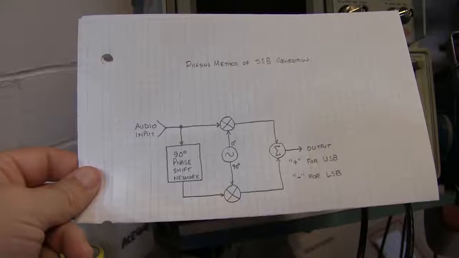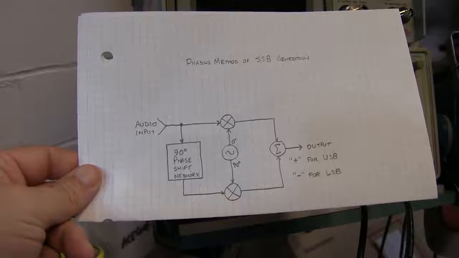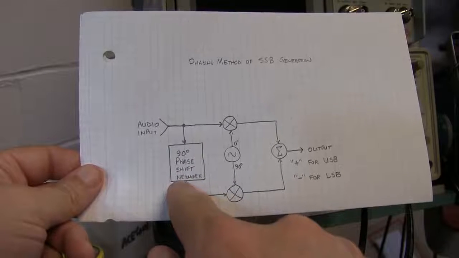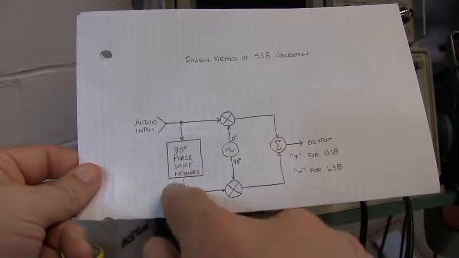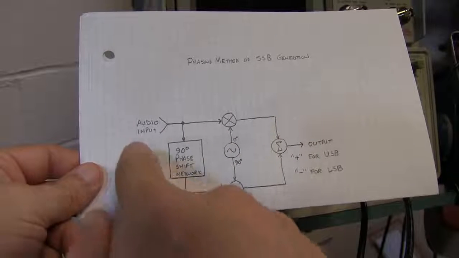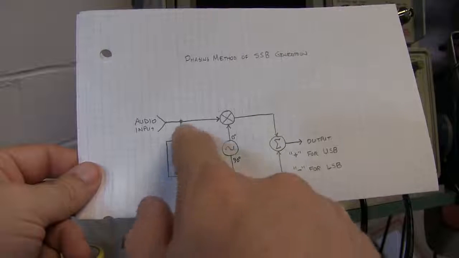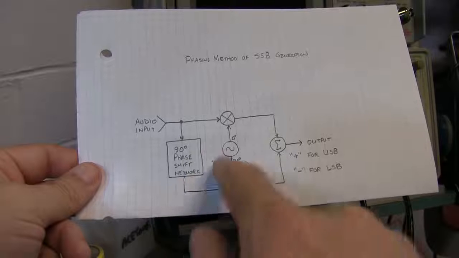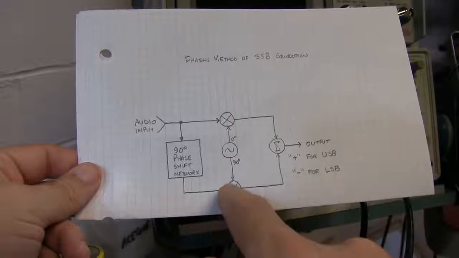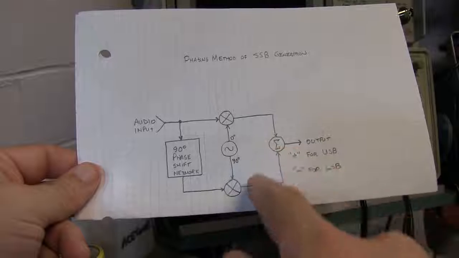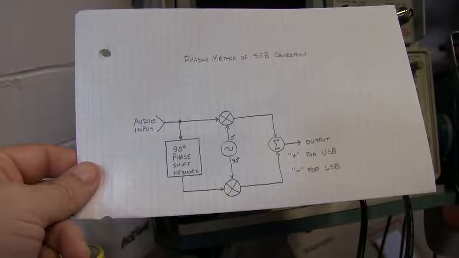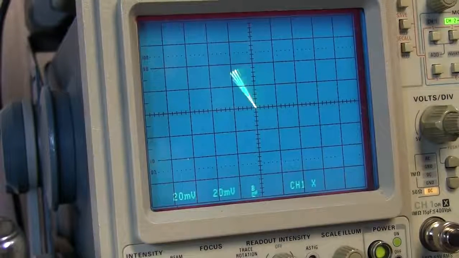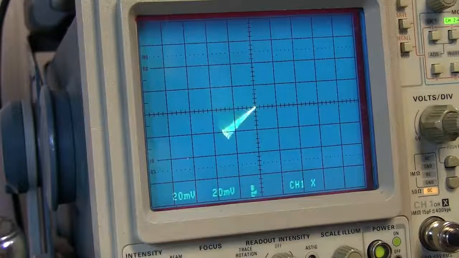Another variation of this is called the Weaver method. And the Weaver method basically substitutes this 90-degree phase shift network for the audio signal with another pair of quadrature mixers. And the audio signal is passed into that, and then those mixers are used to create the audio quadrature signals that are then fed to the next quadrature mixers to create the components used to generate the upper and lower sideband RF signal.